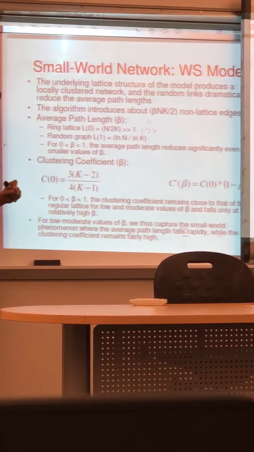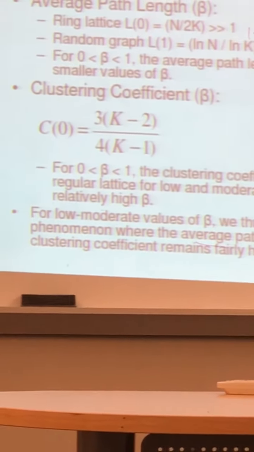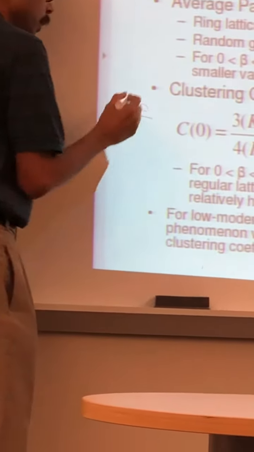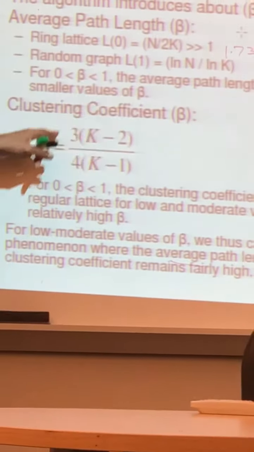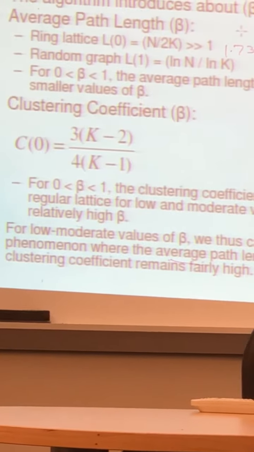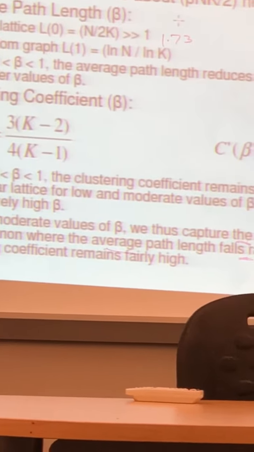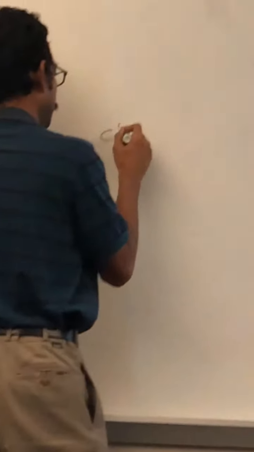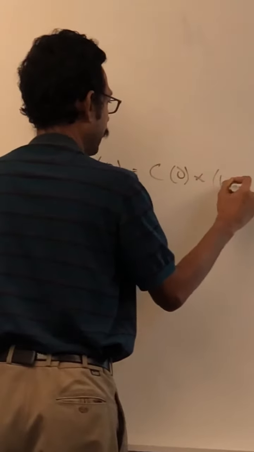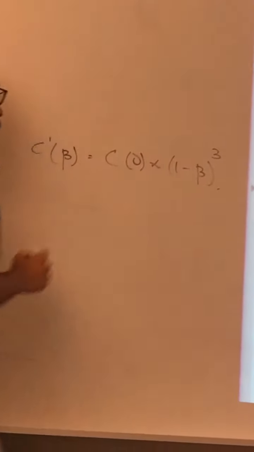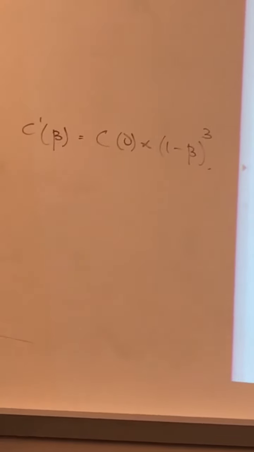So C of 0 means it's a regular network, alright? We don't rewire any link, isn't it? So if beta is 0, it means a regular network. This is the formula for the clustering coefficient. Then as you go through the transformation process by doing rewiring, the formula for the clustering coefficient as a function of beta is going to be C of 0 times (1 minus beta) the whole cube. So this is the formula for the clustering coefficient as a function of the rewiring probability.